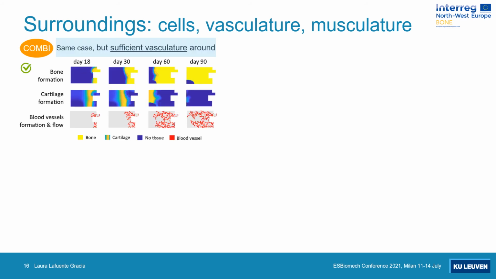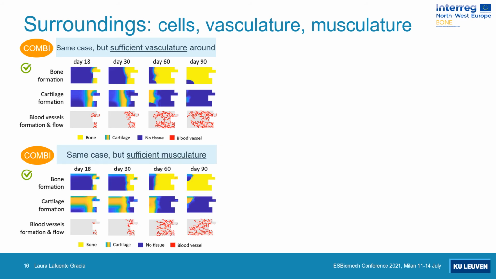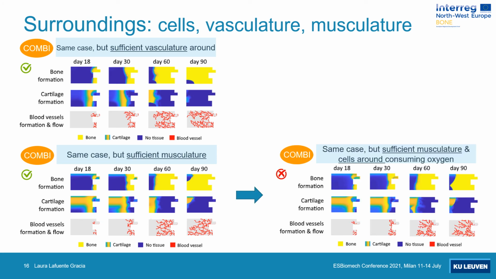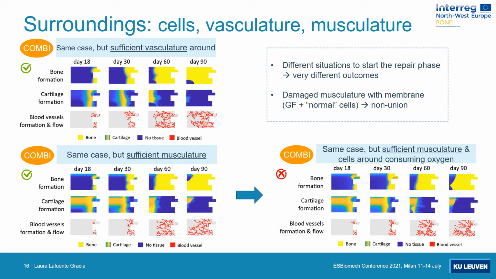Starting with the reference case, union is predicted when there is sufficient vasculature on the bone ends. The model also predicts healing when the musculature in the surrounding area is not damaged. When we add to this last case cells in the surrounding area consuming oxygen, we have a non-union, but it's really close to a complete healing. So we can see, all in all, that different situations to start the repair phase will again predict very different outcomes. For the case of damaged musculature, the model predicted non-union.